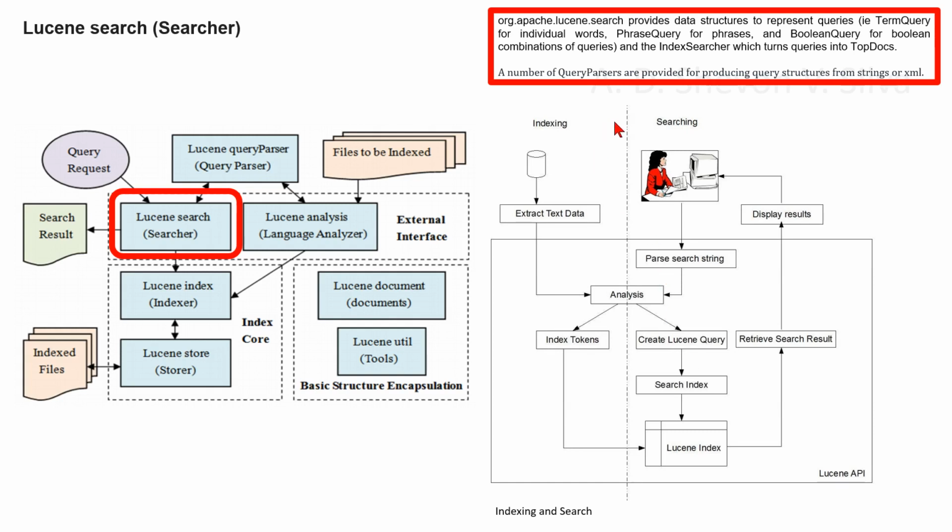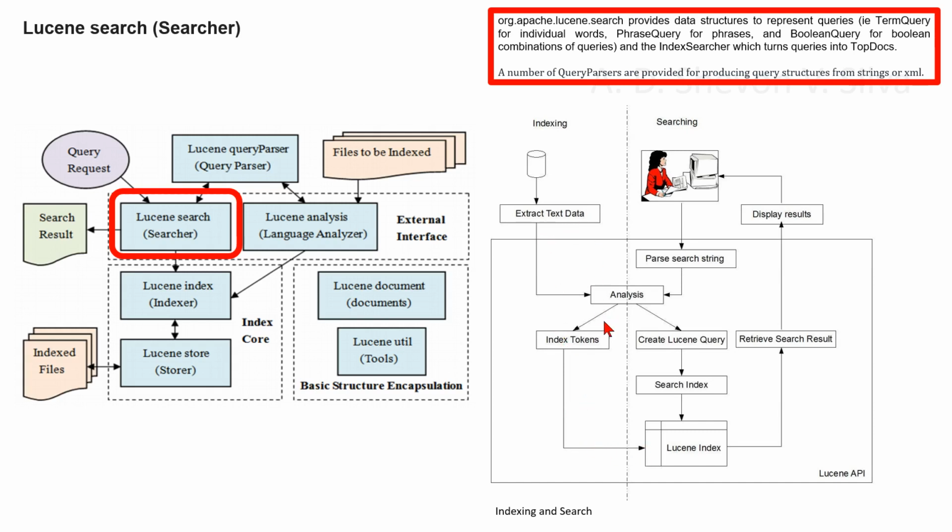Here you can see indexing on the left side and searching on the right side. In indexing, it's connected to extract text data, and extract text data is connected to analysis. Analysis is connected to the index tokens, and index tokens are connected to the Lucene index.